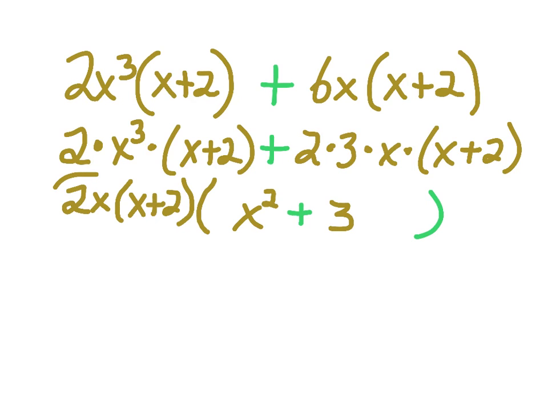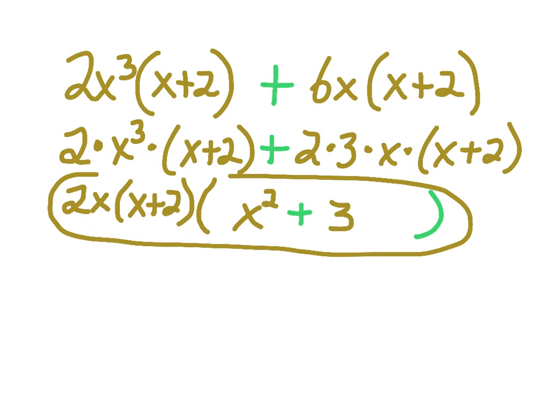And that would be my final factored form of this original polynomial. So it's 2x times x plus 2 times what remained when I factored all that out, which is x squared plus 3. Hope that helps.